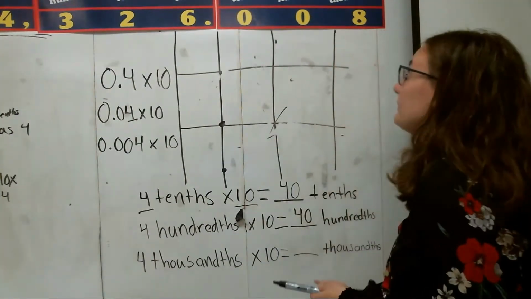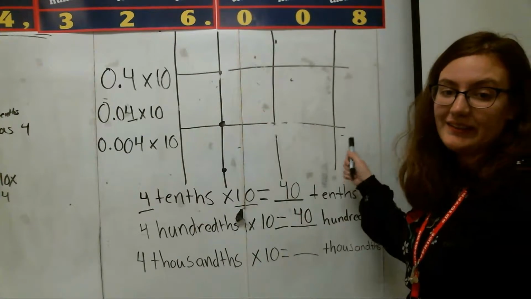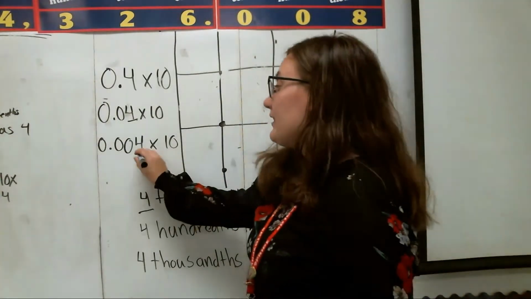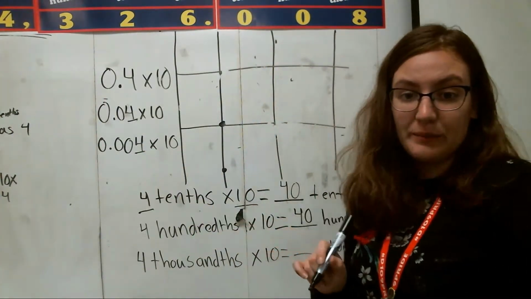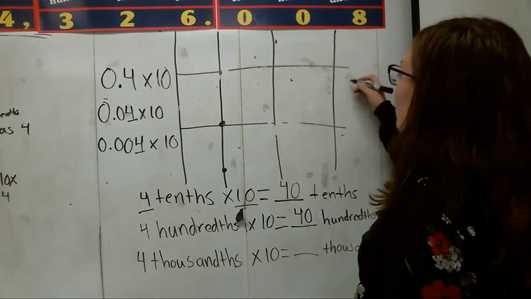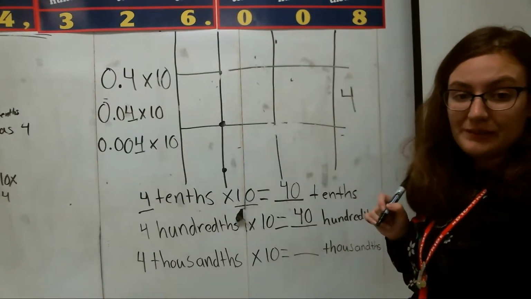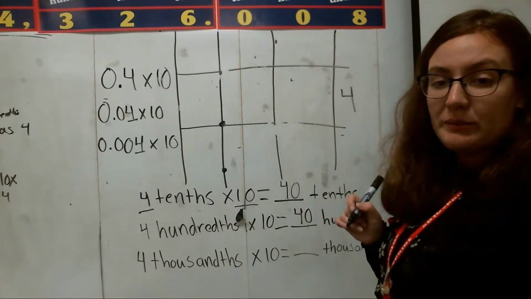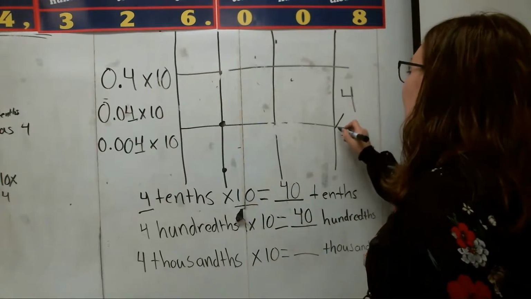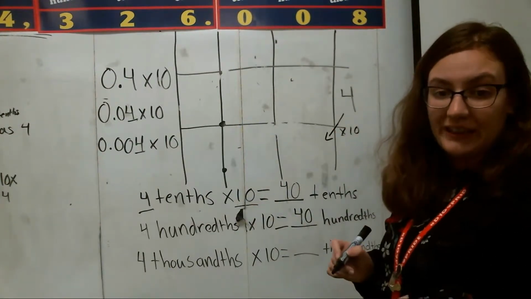So for this one, what we're going to do is we're going to go all the way to the thousandths place now. So this number right here, this 4, is in the thousandths place, and this is 4 thousandths. So I'm going to come all the way over here, and I'm going to write this 4 in the thousandths place. And since I'm multiplying it by 10, I just need to move it over one place value.